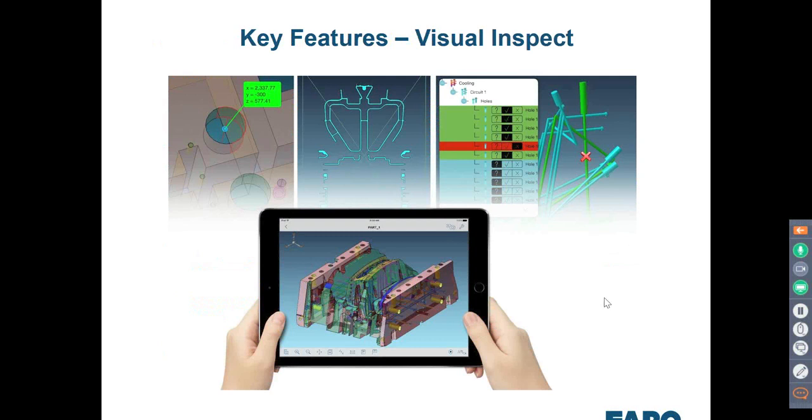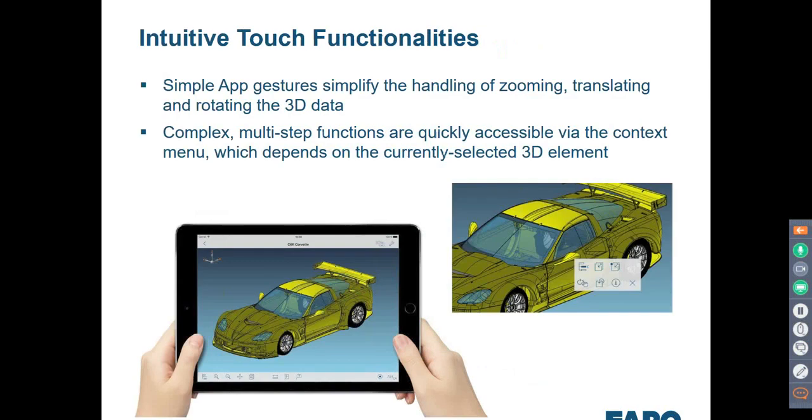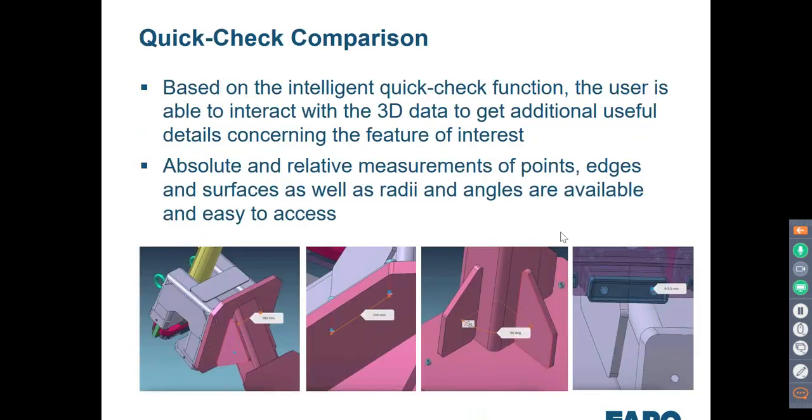Let's talk about some of the key features. So the iPad, first and foremost, is our facilitator, if you will, and it's very operator friendly and intuitive. Touch functionalities, very simple app gestures. You can zoom, you can translate, you can rotate 3D data. You can use that complex data to show different sections, and you can have 2D, 3D views.